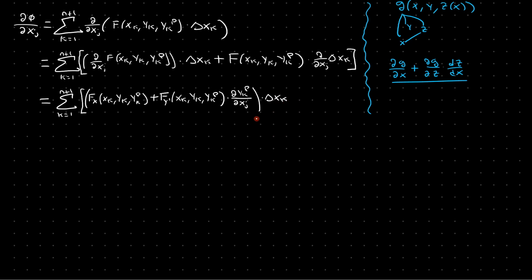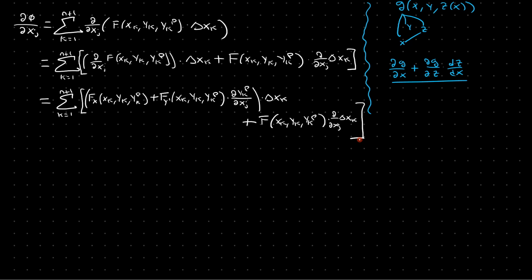And then we have to add to that this term right here. So just f of xk, yk, ykp times the xj partial derivative of delta xk. So this is looking fairly long.